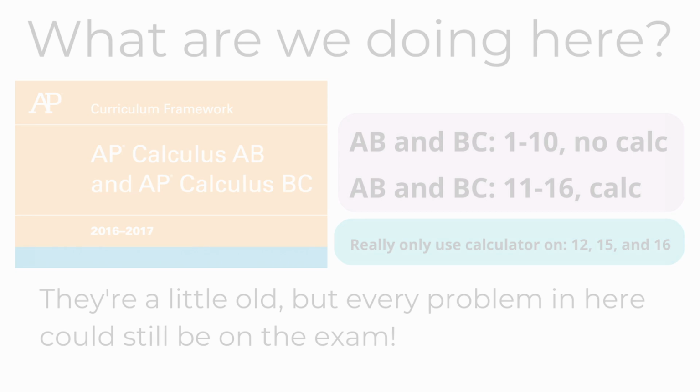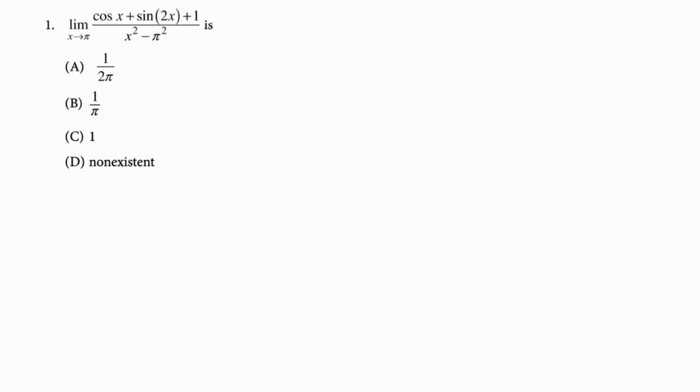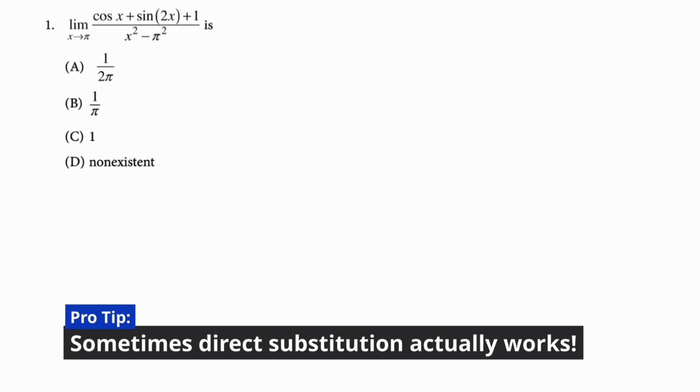These problems still definitely apply to the exam that you're going to be taking in May, so let's take a look at the problems. All right, number one, the limit as x approaches pi of cosine of x plus sine of 2x plus 1 all over x squared minus pi squared is. So every limit you should try to do by direct substitution. So step one, we're going to try to directly substitute.